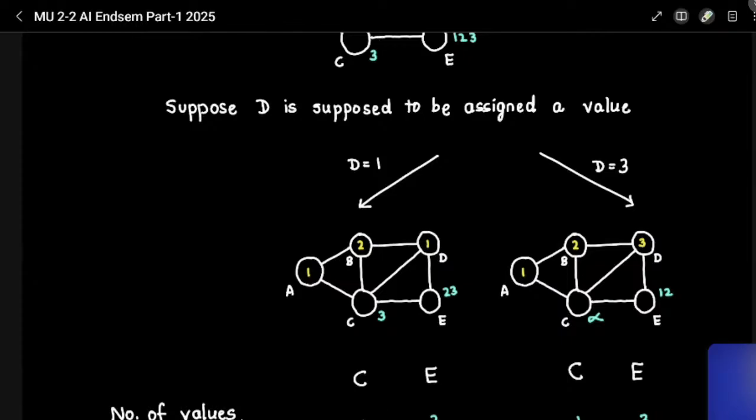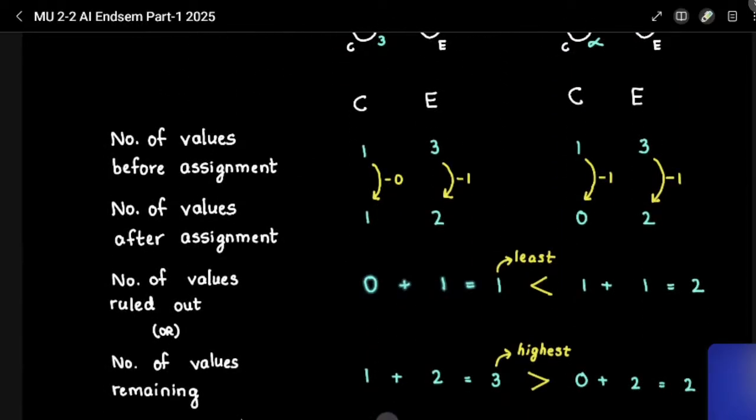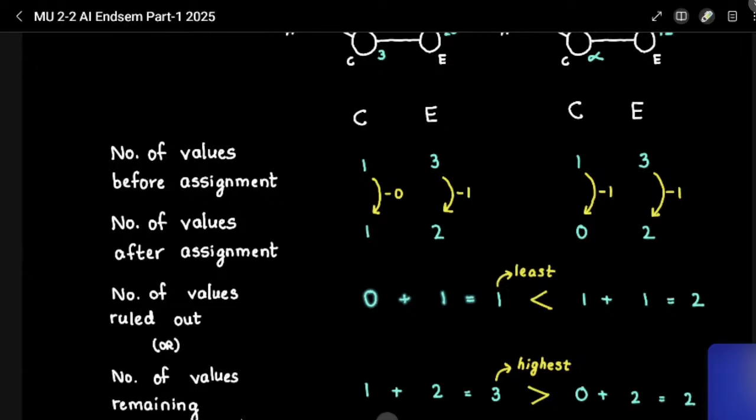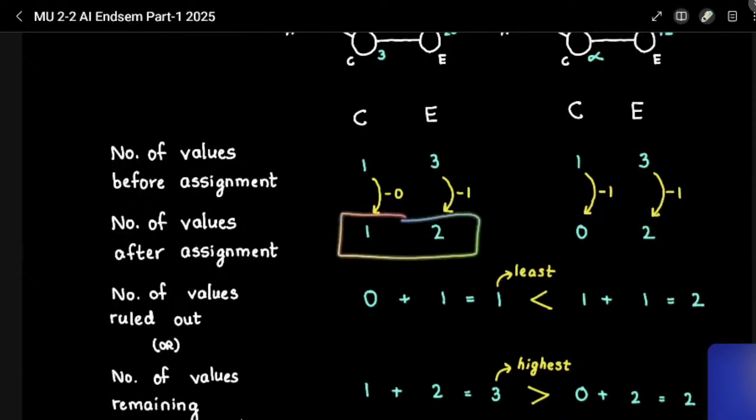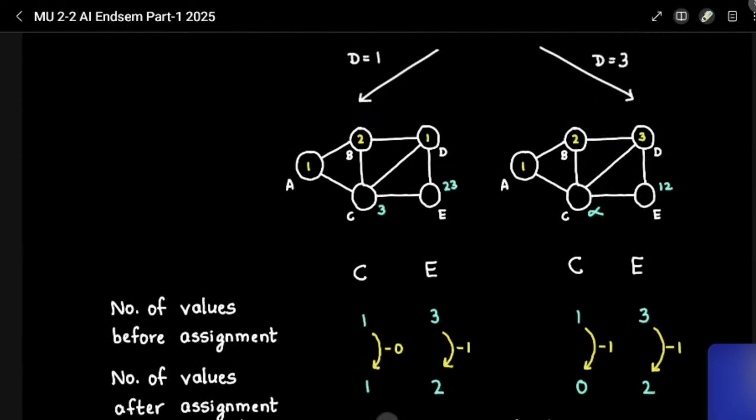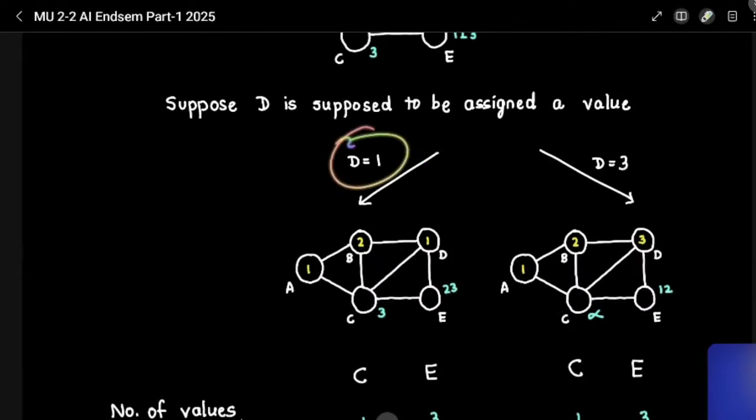But there is a simpler way of looking at this. Instead of looking at the number of values ruled out, you can simply look at the number of values remaining. After assignment, how many values are remaining? For the first case, 1 plus 2, 3 values are remaining. In the second case, 0 plus 2, 2 values are remaining. You have to pick the highest number of remaining values. This also works. So finally, you have to assign D equal to 1.